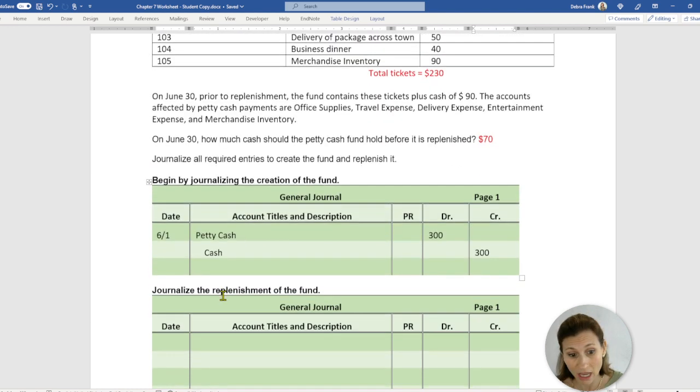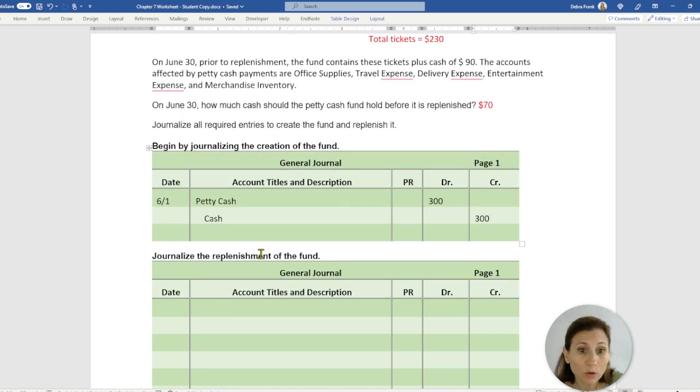Not too bad. All right, now we need to record the replenishment of the fund. So that's when this totaling of the tickets and then figuring out how much cash we really should have, the 300 minus the 230 gave us the 70. Let's just write that in there as a reminder. All right, so let's do it. June 30th, they gave me my accounts, all my debit accounts. Two were assets and the rest were expenses.